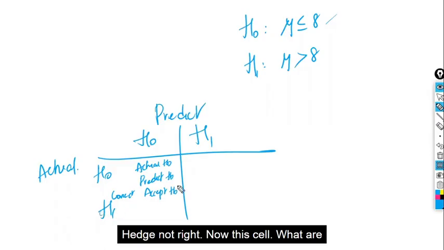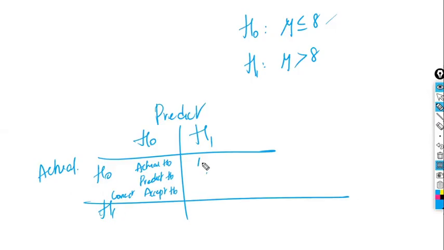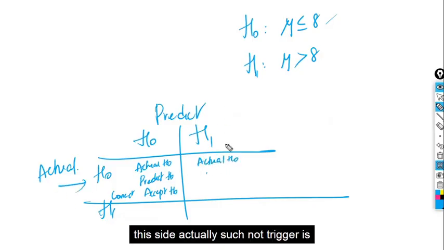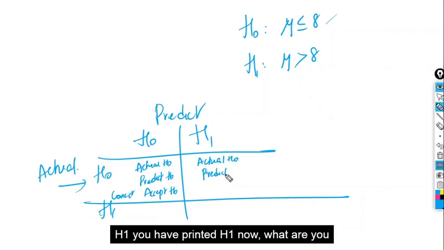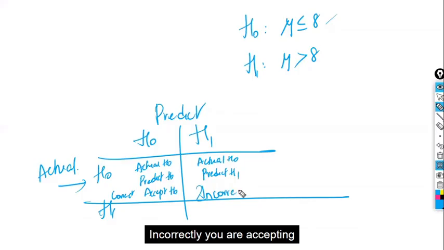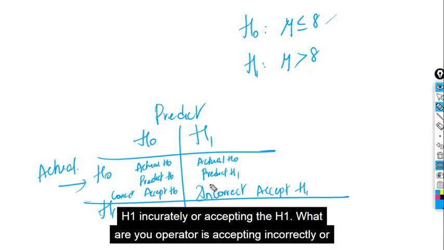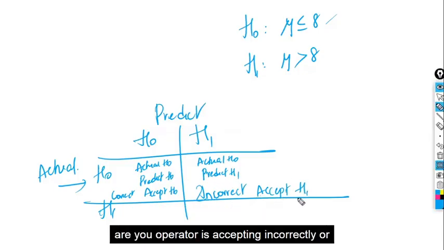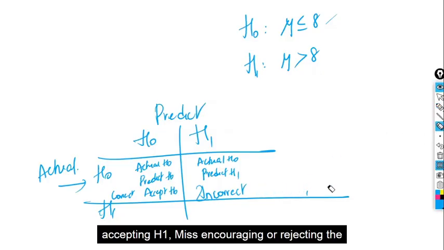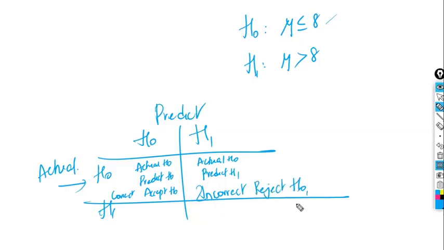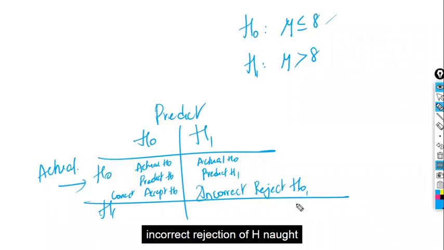Now this cell, the second cell, what is the actual value? Actual is H naught. Predicted is H1. You have predicted H1, and whatever you have predicted is incorrect. Incorrectly you are accepting H1, which means incorrectly you are rejecting the H naught. Incorrect rejection of H naught.